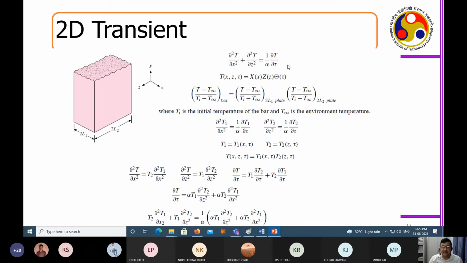So this is a very complicated equation: two-dimensional, second order in space and first order in time. The moment I enforce this sort of separation of variables, I get two partial differential equations, which are again second order in space and first order in time, but both are 1D equations. And these two 1D equations I have already solved previously.